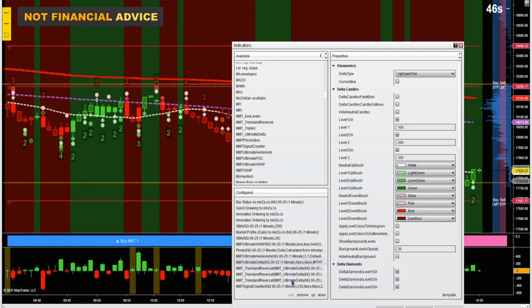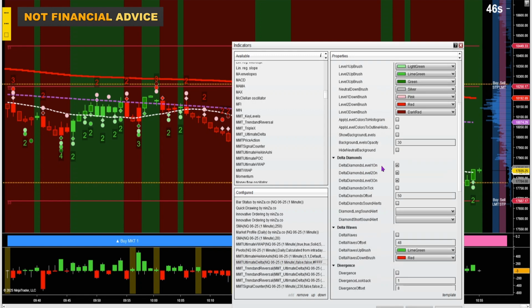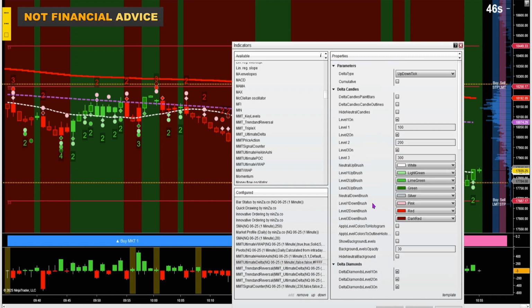For the ultimate delta, I've got my usual go-to settings for the 1 minute chart. 100, 200, and 300 for the 3 different levels. They're activated. Got all the diamonds on, level 1, 2, and 3. Nothing else. That's keeping track of the big buyers and the big sellers.